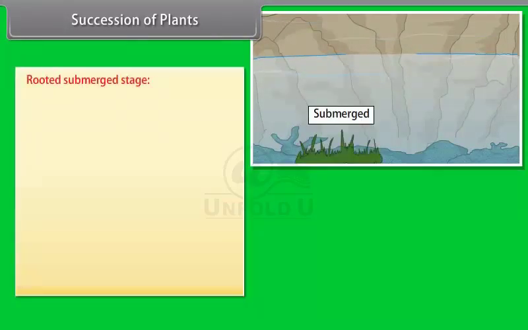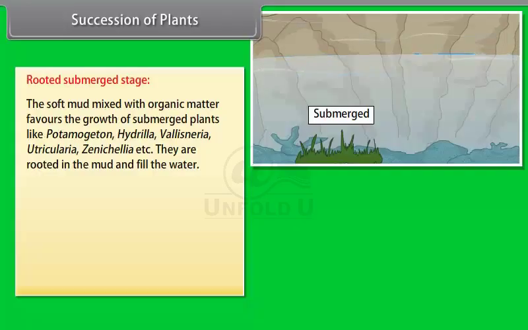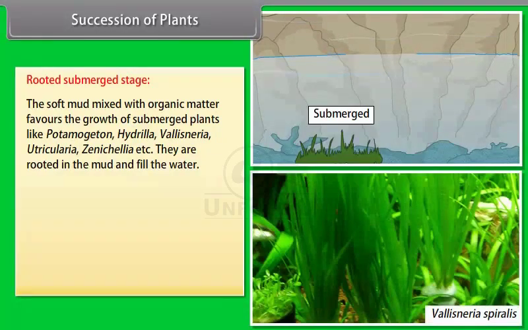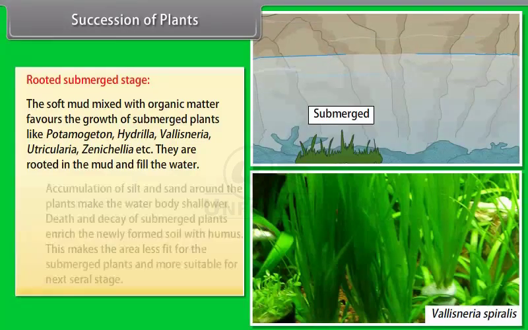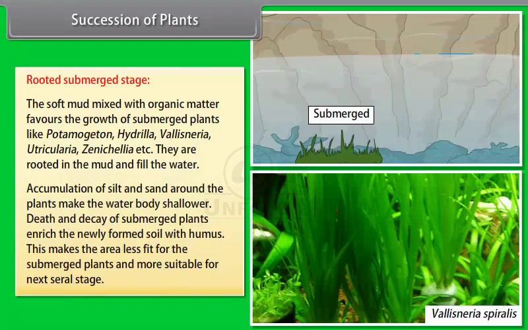Rooted submerged stage. The soft mud mixed with organic matter favors the growth of submerged plants like Potamogeton, Hydrilla, Vallisneria, Utricularia, Zannichellia, etc. They are rooted in the mud and fill the water. Accumulation of silt and sand around the plants make the water body shallower. Death and decay of submerged plants enrich the newly formed soil with humus. This makes the area less fit for the submerged plants and more suitable for the next seral stage.